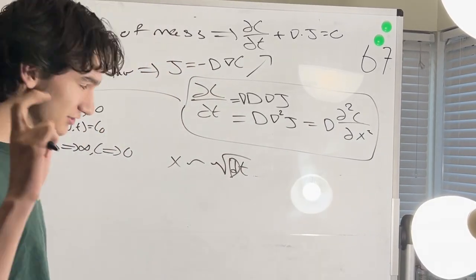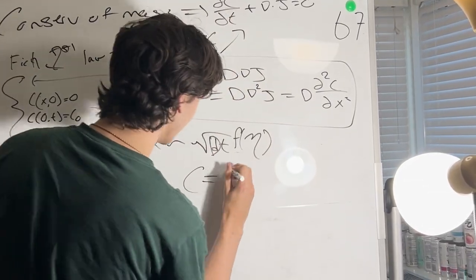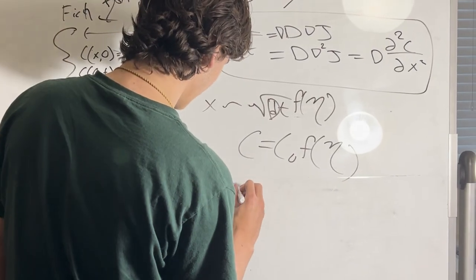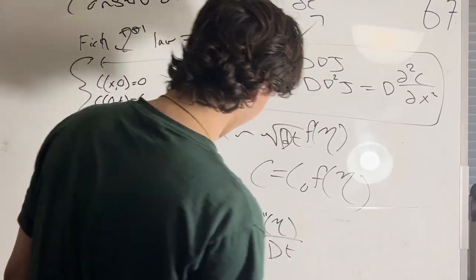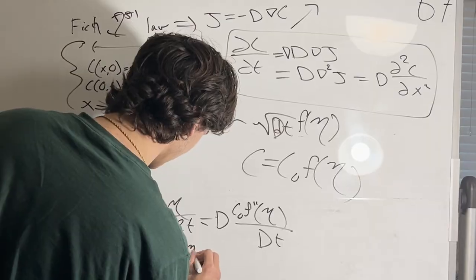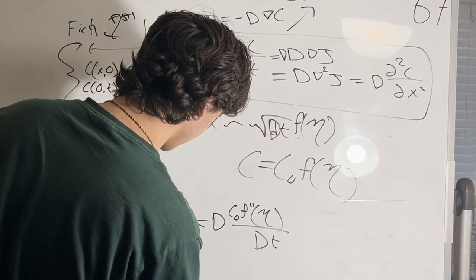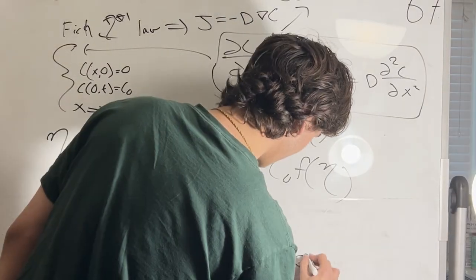So we start with the method of similarity, where we get our eta, looking for f of eta. Substituting into the equation, we get C naught times D, f double prime of eta over D t. So canceling, we end up with f double prime of eta plus eta over 2 times f prime of eta equals 0, right? And this is an ODE, pretty easy to solve.